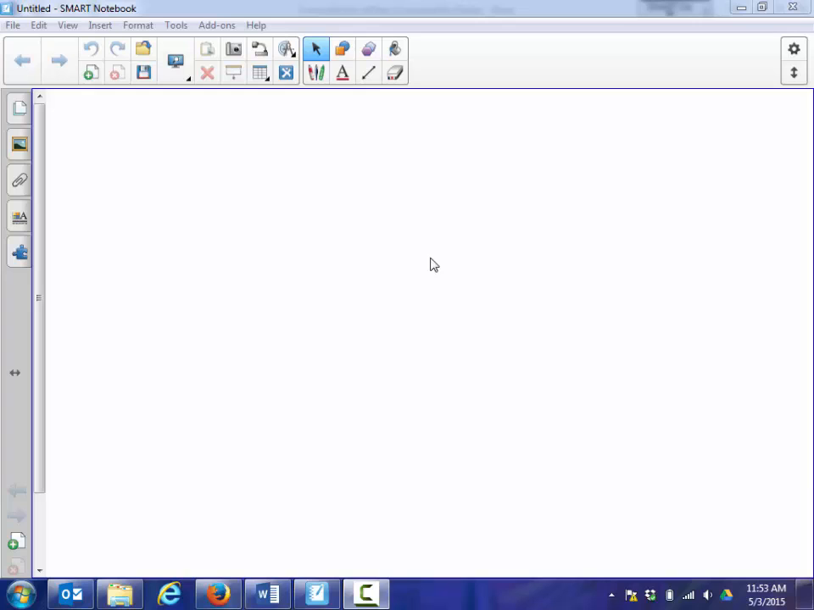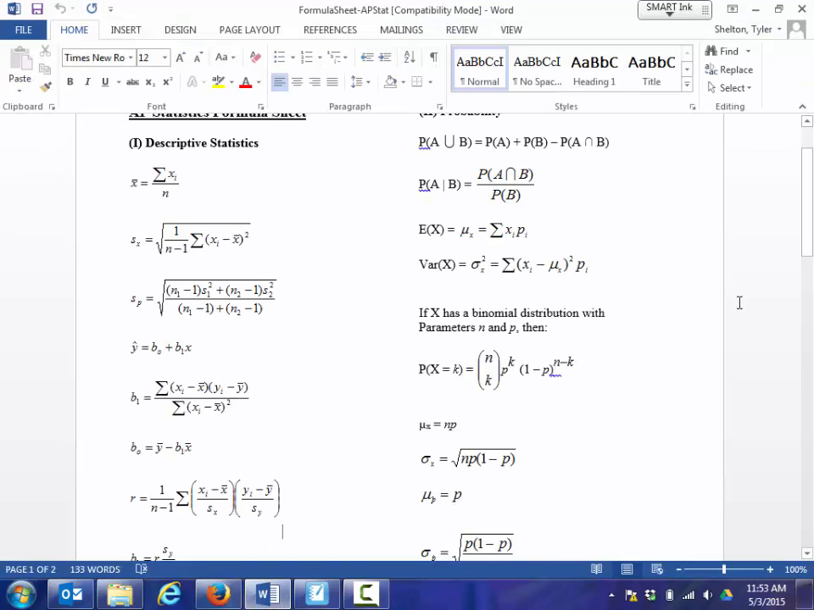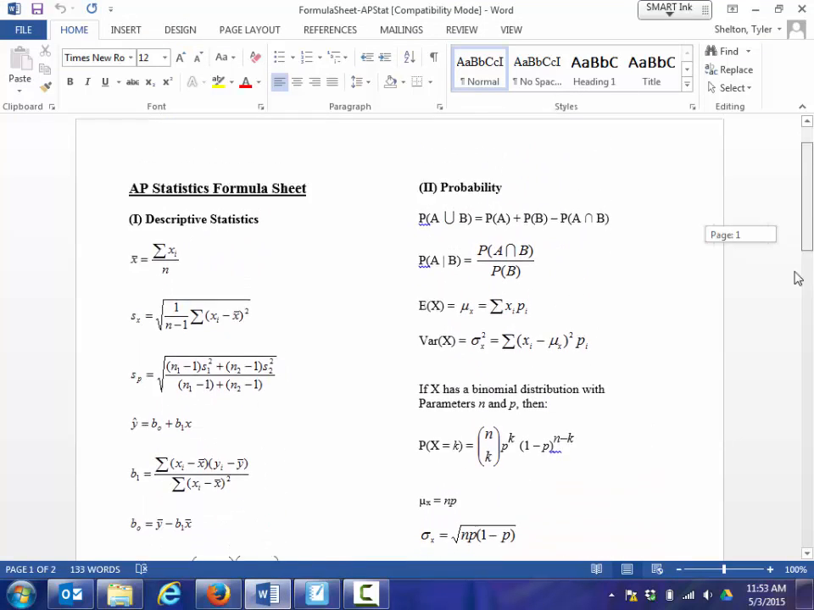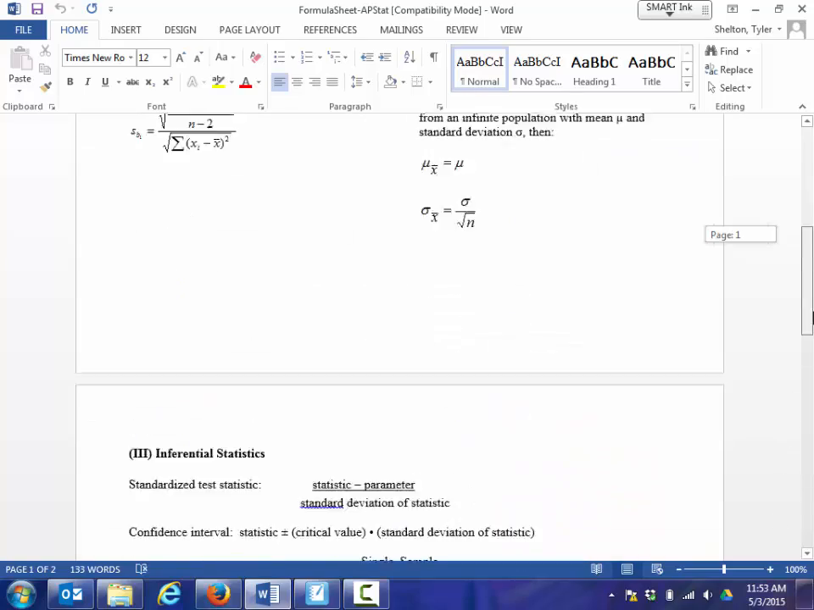I'm going to try to cover for you guys really what I see as being the essential equations on your AP Stats reference sheet that you need to be familiar with going into this test. And also, it'll give you a good sense of where on the reference sheet these equations are that you'll need. So I'm going to be referring to, from time to time, this Word document reference sheet that I've got here.